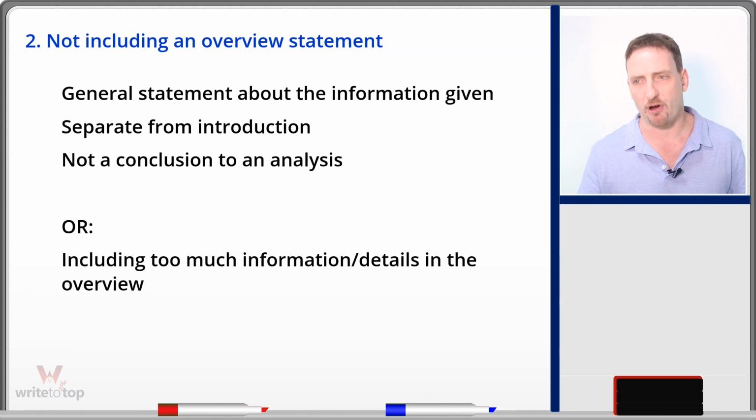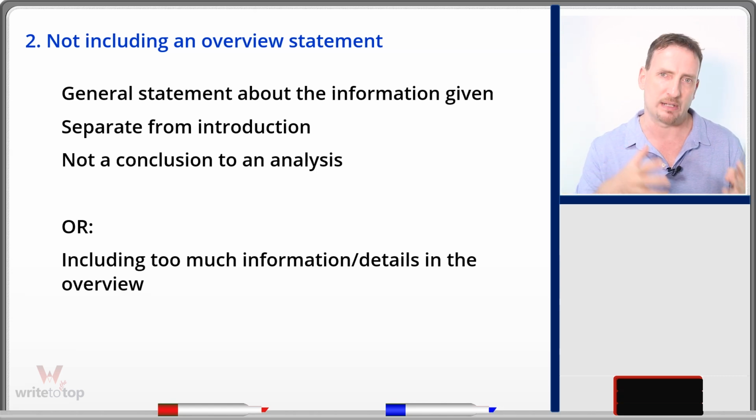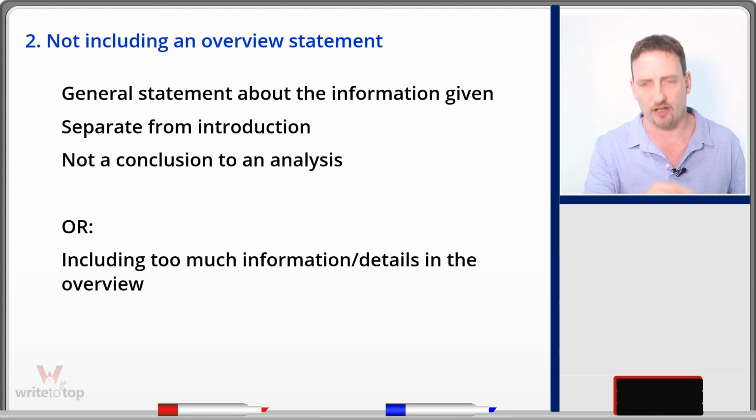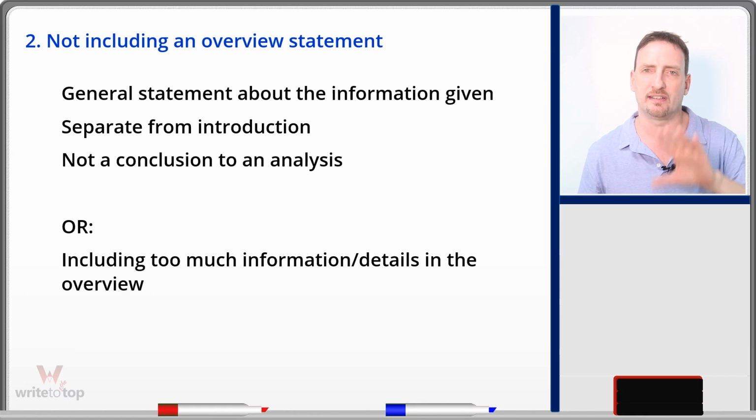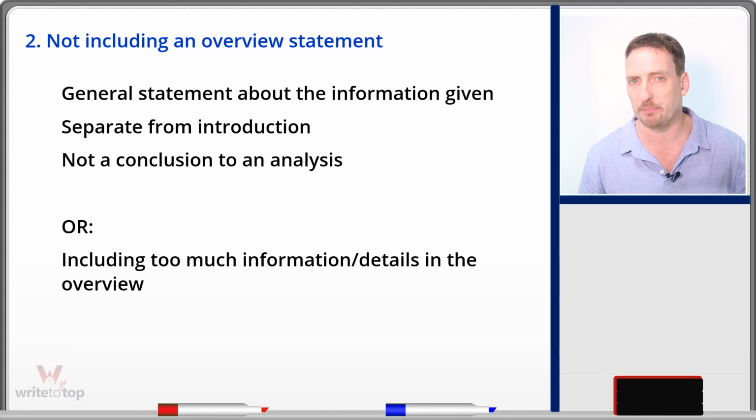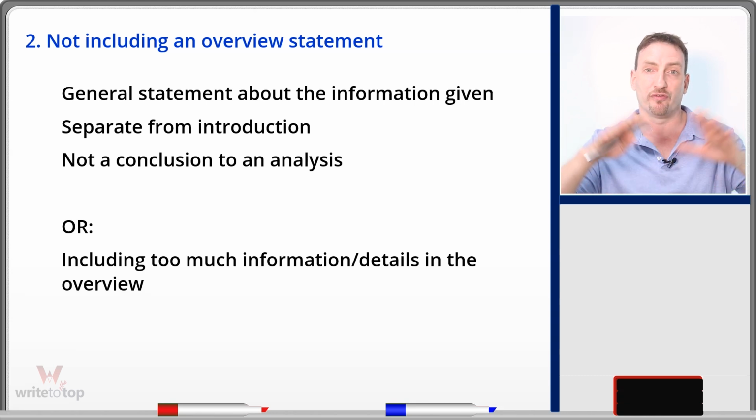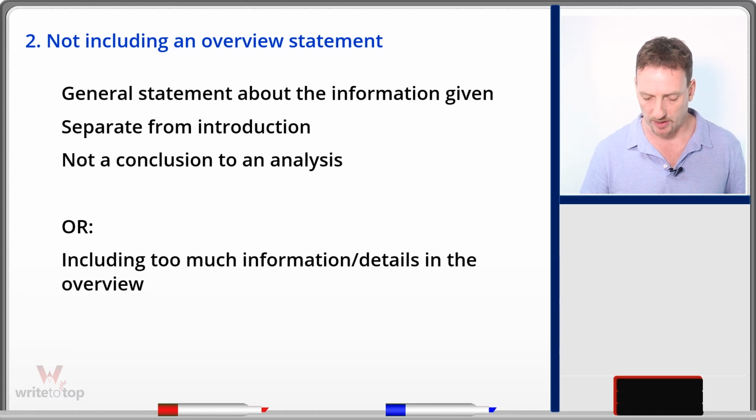And another problem with the overview is a lot of people have an overview. They will say overall something is happening, but then they will start putting in too many details into it. Keep the details to the body paragraphs. Keep the overview very general. Okay, and I'm going to show you an example of that in a moment.